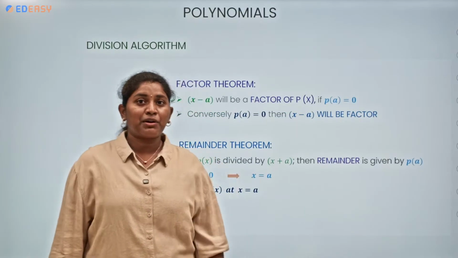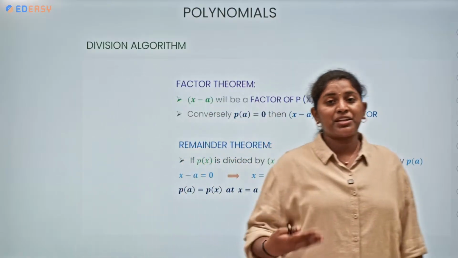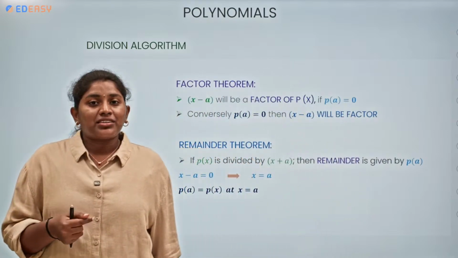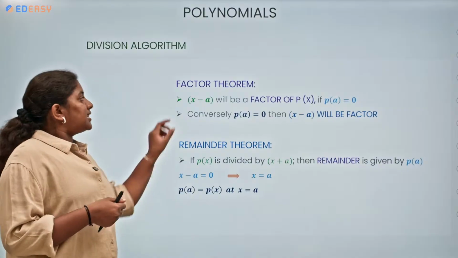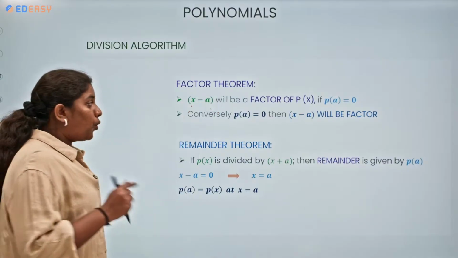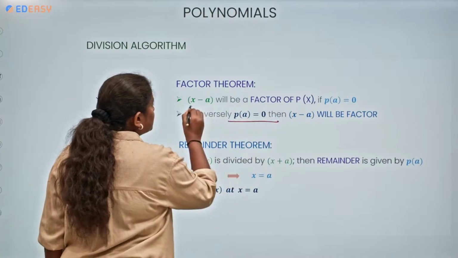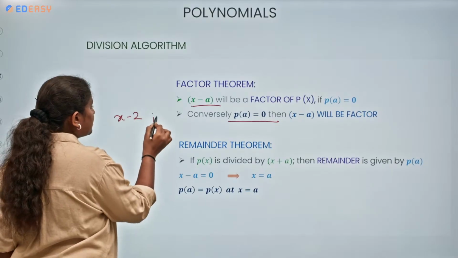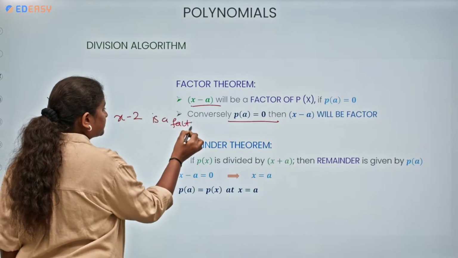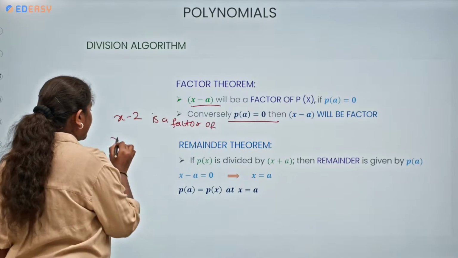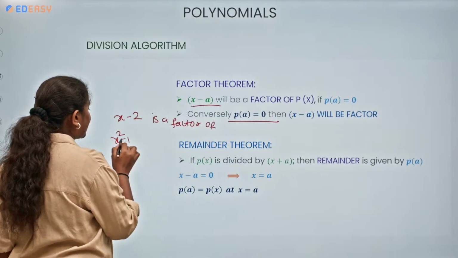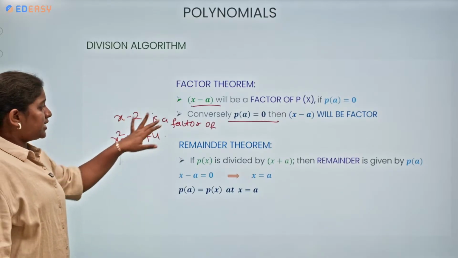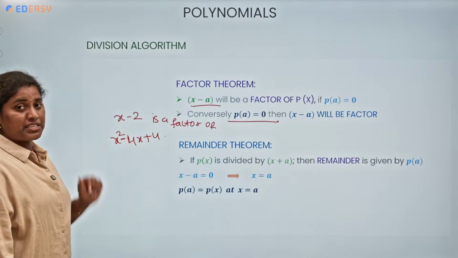Moving to the next, we will discuss the division algorithm. That means application of the division algorithm, factor theorem and remainder theorem. So what does the factor theorem say? We can say that x minus a is a factor only if p of a equals 0. It means simply I can say that x minus 2 is a factor of x square minus 4x plus 4.